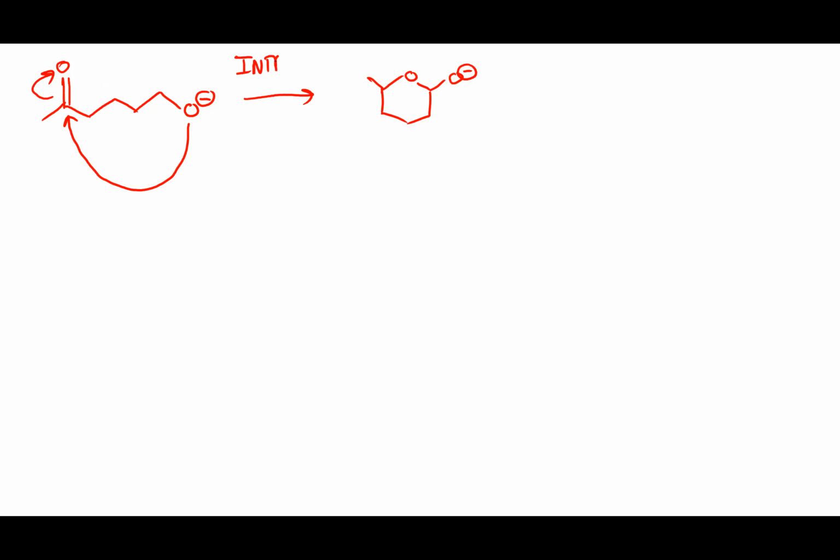So there are two possibilities that could happen. 1, 2, 3, 4, 5, 6. We could have exactly what we just drew there. This is called intramolecular, because it's happening within a molecule. The other thing that could have happened would be intermolecular, or between molecules.